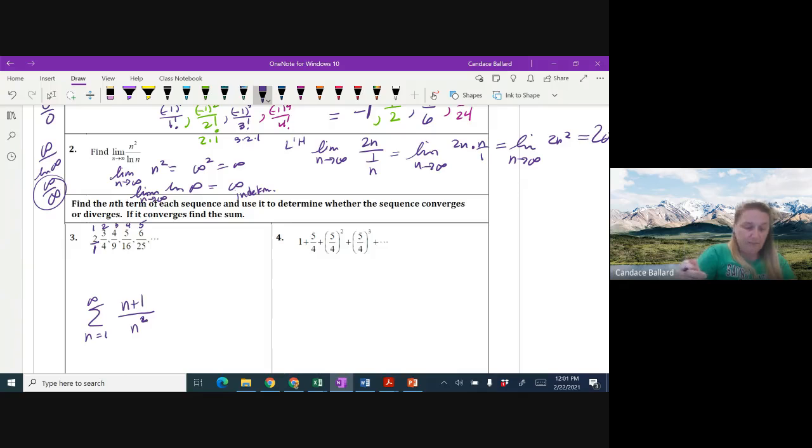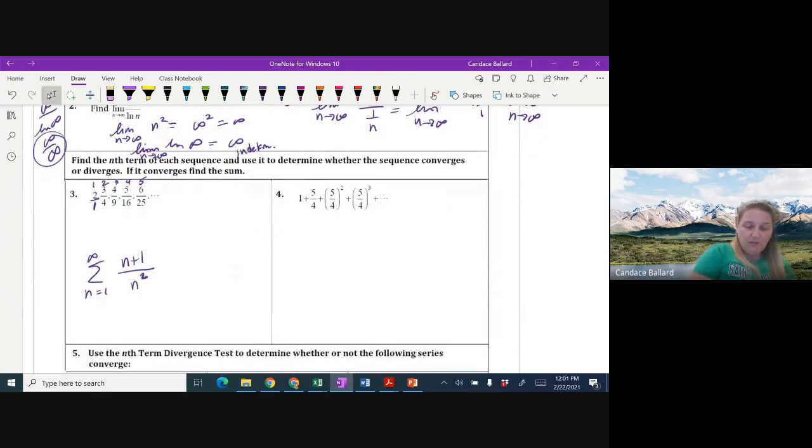All right, so that's the nth term. In order to determine if it converges or diverges, I need to take the limit of it. So the limit as n approaches infinity, because this is the nth term test, right, of n plus 1 over n squared.